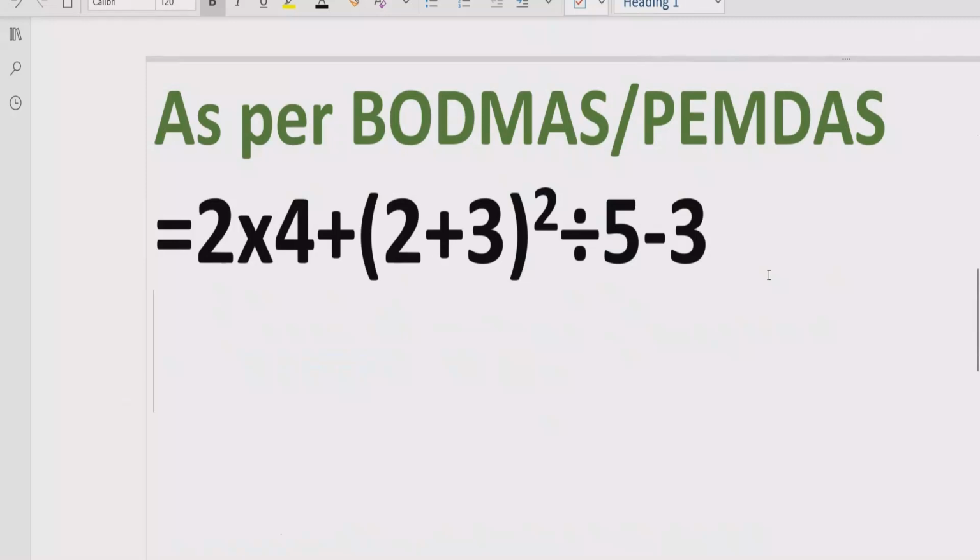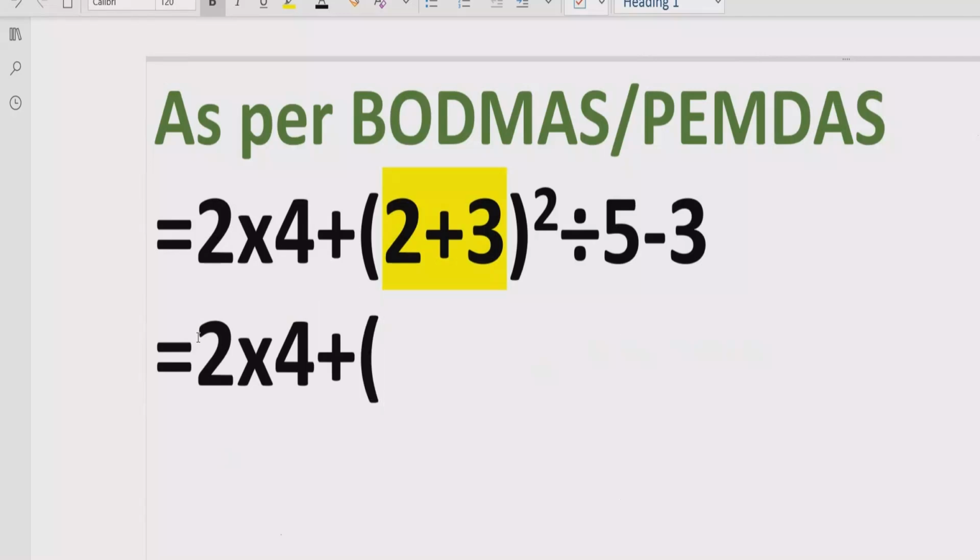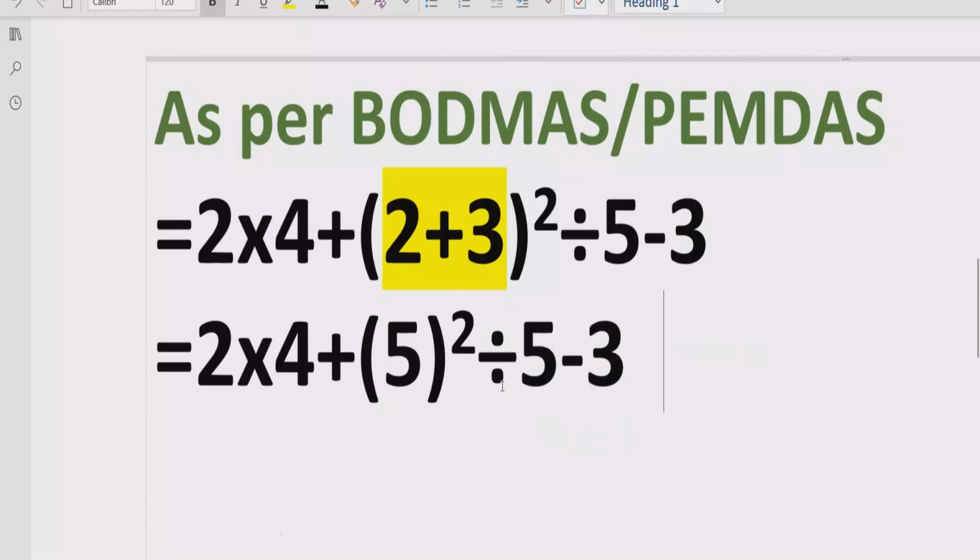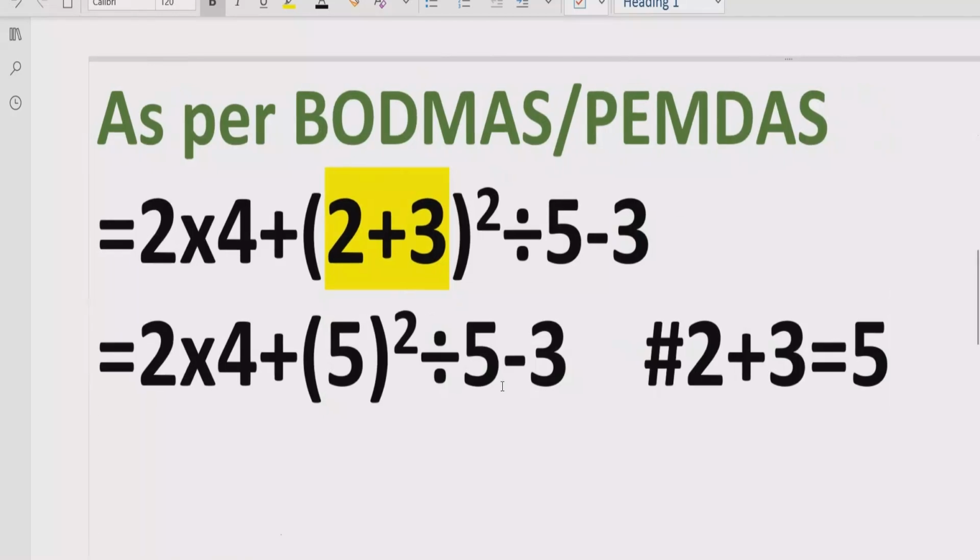According to the BODMAS and PEMDAS rule, first of all, we have to solve the bracket, which is this one, 2 plus 3. So first of all, we have to solve this one. According to the rule, we will write this part as it is: 2 multiplied by 4 plus, 2 plus 3, that is 5, raised to power 2. Here we will write as it is. And divided by 5 minus 3, we will write here as it is. 2 plus 3 equals 5.